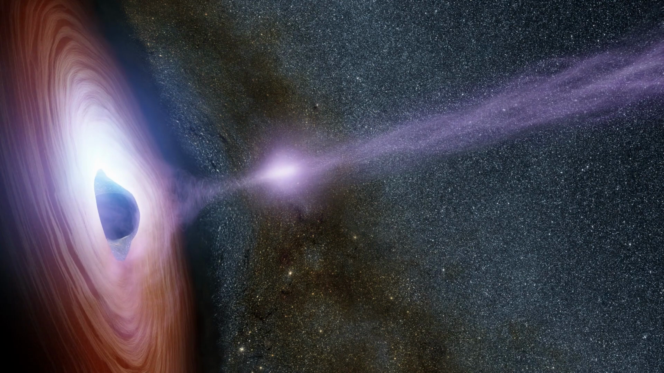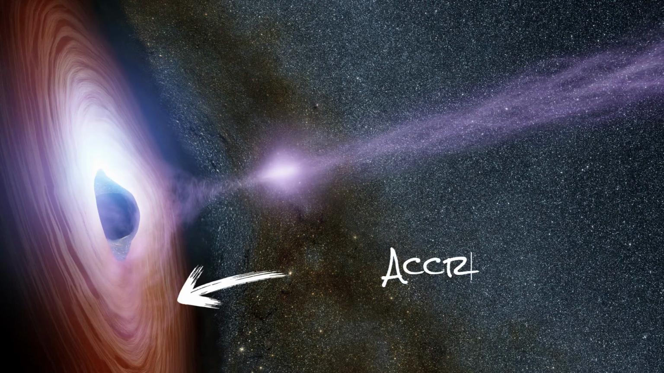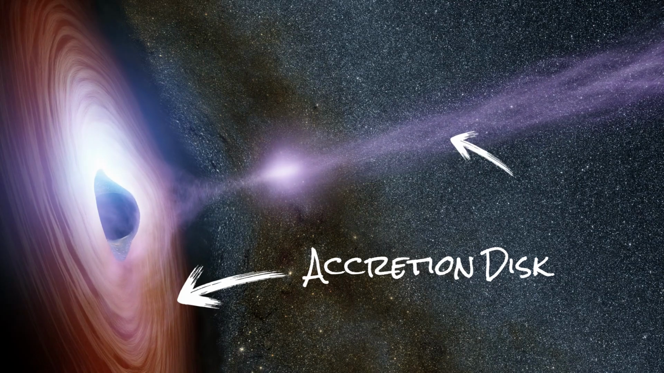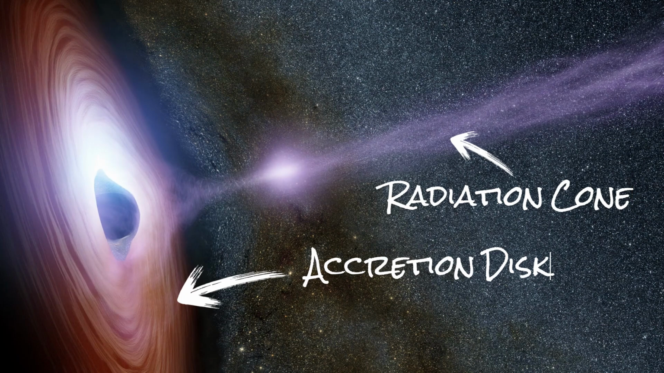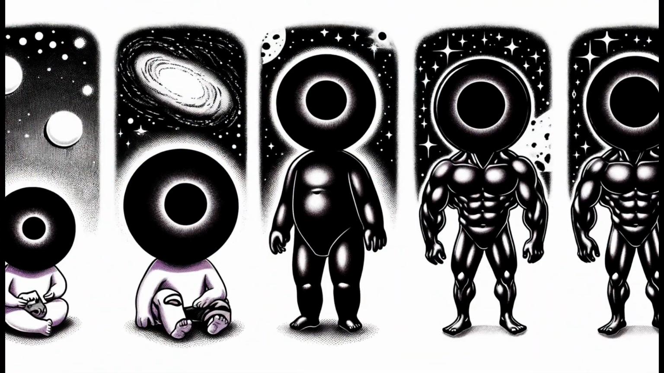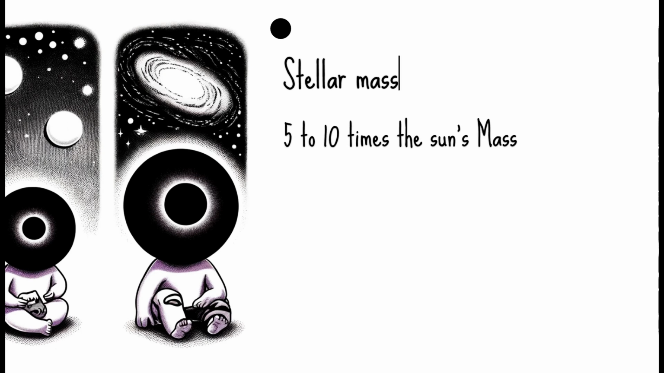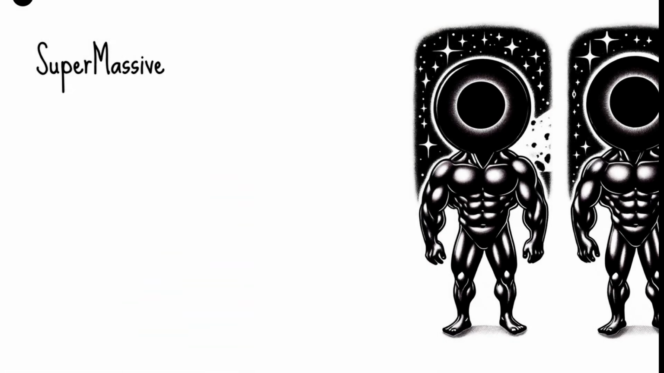The structure observed surrounding the black hole is referred to as the accretion disk. It is a mixture of rings of gas and dust. The visible inlet is known as a radiation cone, while the opposite side is referred to as the event horizon. Black holes that have been identified are categorized into two distinct classes. The first one is stellar mass. The mass of this black hole typically ranges from 5 to 10 times that of the Sun. The other one is supermassive. The mass of supermassive black holes ranges between 100,000 to billions of times the Sun's mass.